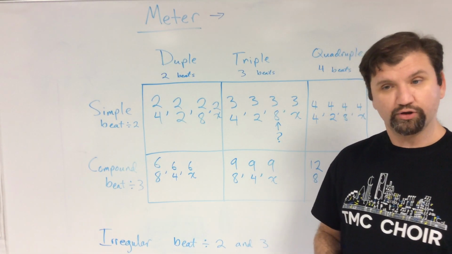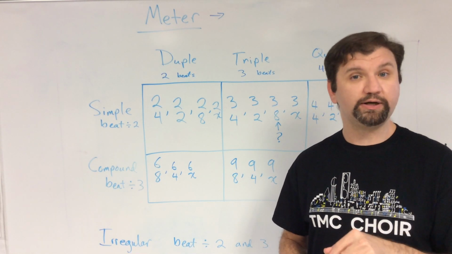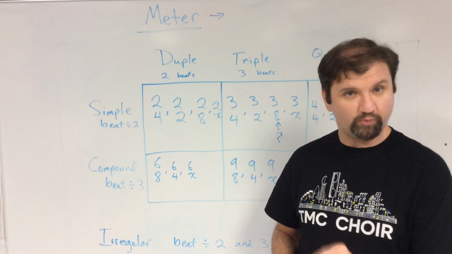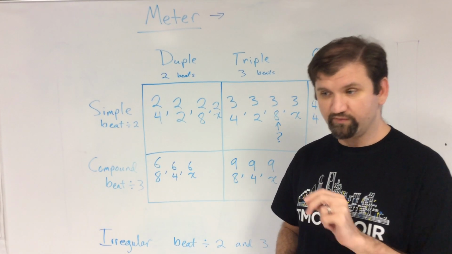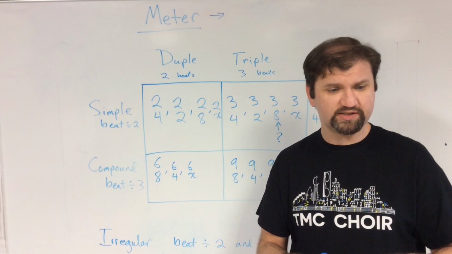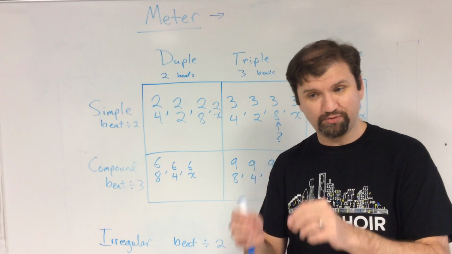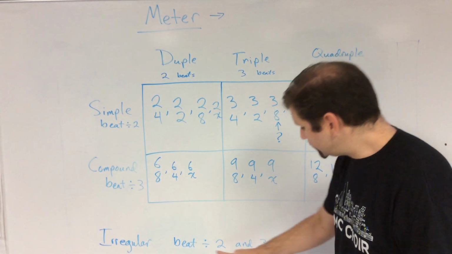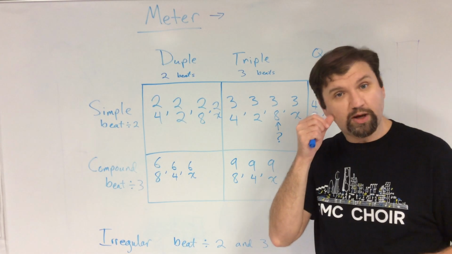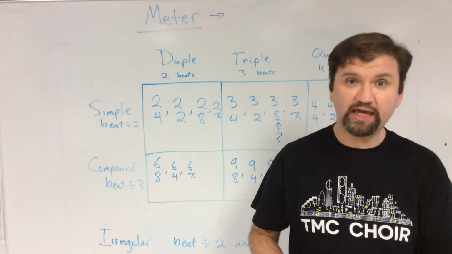So 5/4 could be 1, 2, 3, 4, 5, 1, 2, 3, 4, 5, where 1 and 3 are the strong beats. But it could just as easily be 1, 2, 3, 4, 5, 1, 2, 3, 4, 5, where 1 and 4 are the strong beats. In one of those instances, it was 2 and then 3, and in another instance, it was 3 and then 2. So this order can get swapped around. Sometimes it even gets swapped around within the same measure too. You could have 2 and then 3 and then 2 again.